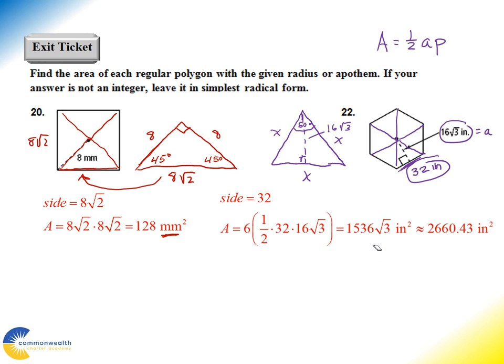You can't enter that into the Google form. This one said leave in simplest radical form, so if that's the directions you have, then that's what you would leave. But this one here, though, says on the directions you're given in the Google Doc, you're to round to 2 decimal places, so that's what you would get here. And again, square inches would be your units.